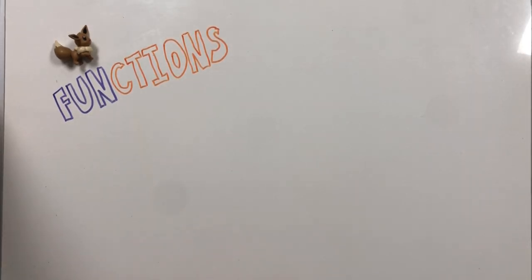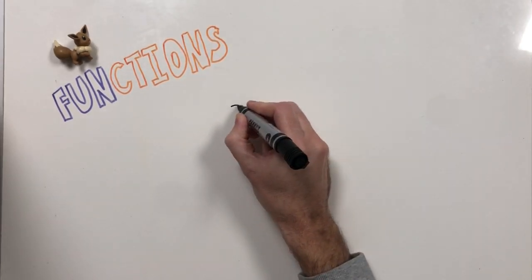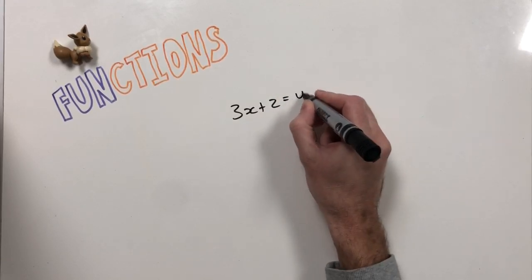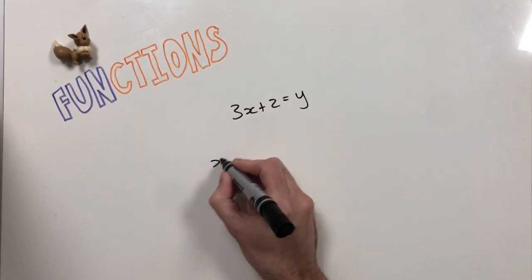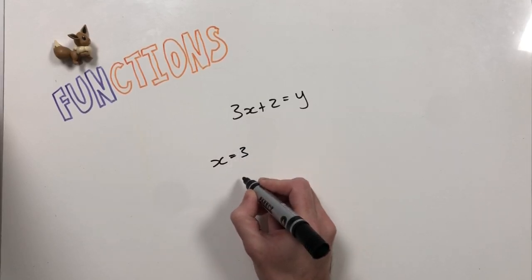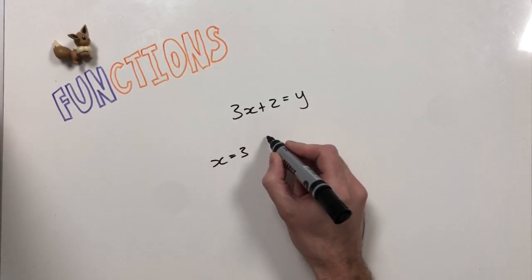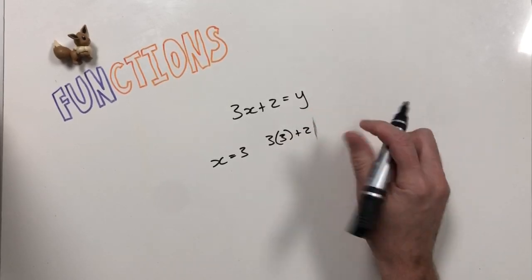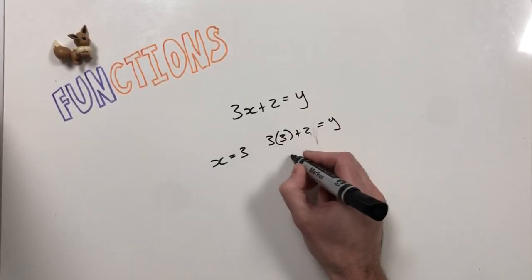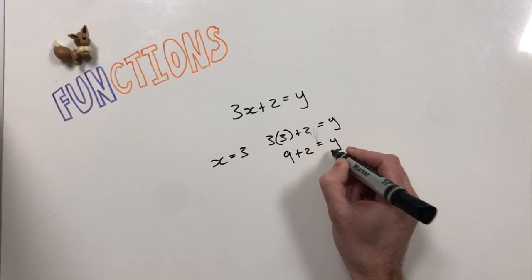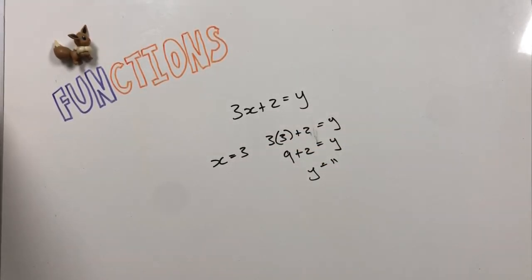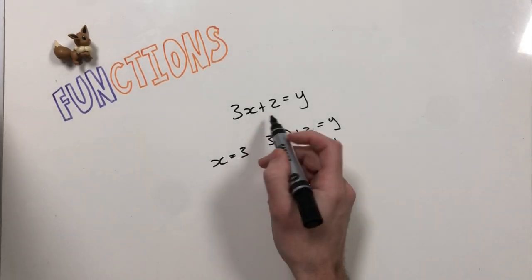Before you start this, you should know what substitution is. Substitution being, if I had 3x plus 2 equals y, and if I told you x is equal to 3, then substitution would mean I put a 3 in there, and that would give me y. So 3 times 3 is 9, plus 2 is y, so y would be 11. Substitution is very important for you to know and understand, and obviously using variables, etc.